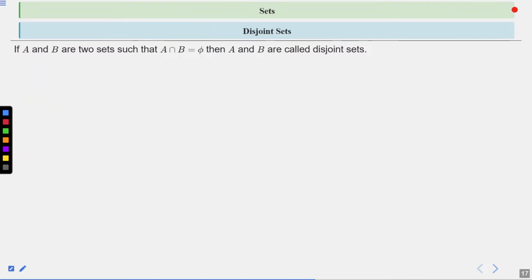Now, disjoint sets. Very simple. If the intersection between two sets, in this case A and B, is empty, or phi, then you immediately say the provided sets are disjoint sets. Clear? As this word suggests, disjoint means we do not have any common element in both given sets. Clear?